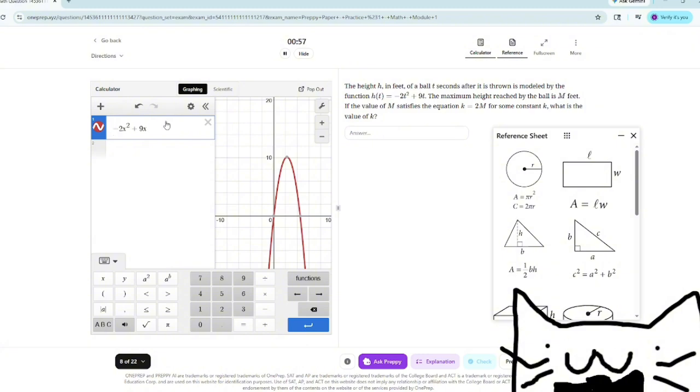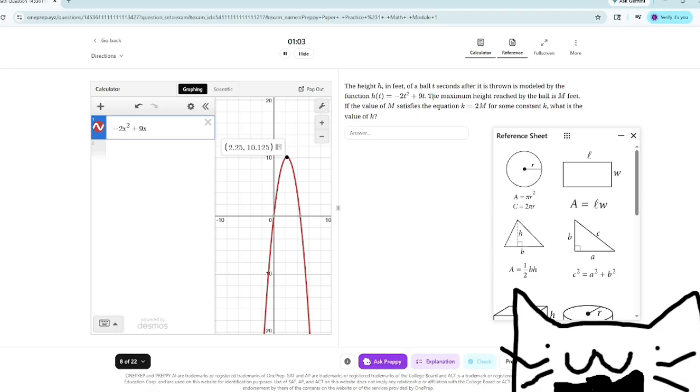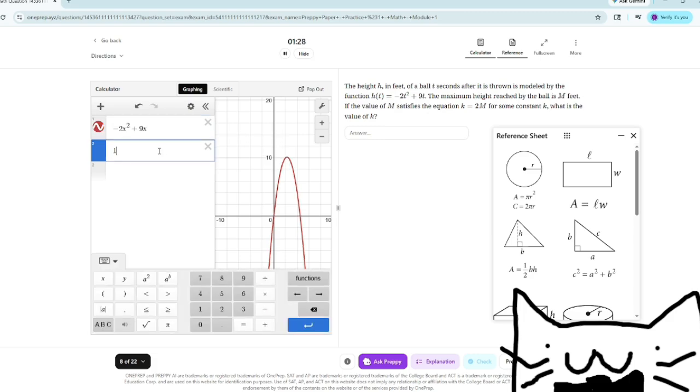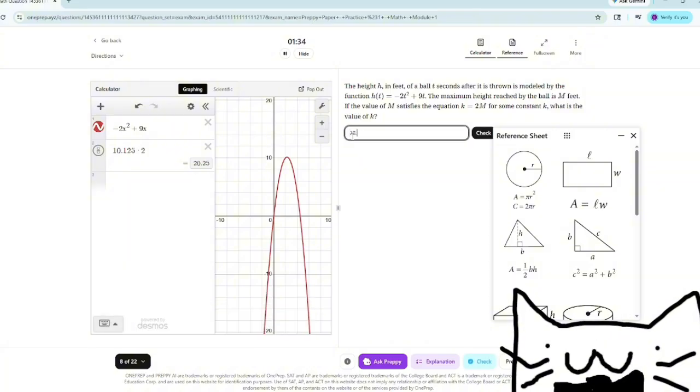So we have negative 2x squared plus 9x, and this is the peak of it. 10.125 is the max height vertically. It can be 2.25. That's the distance it went to reach this point. And it wants us to find that being multiplied by 2. So let's do that. 10.125 times 2. Boom. Our answer is 20.25.